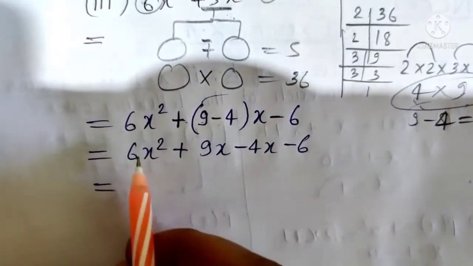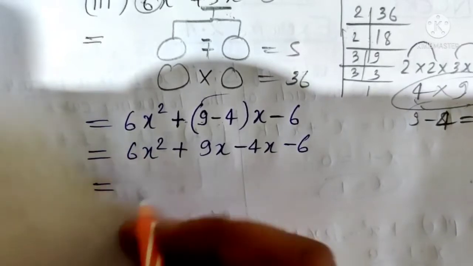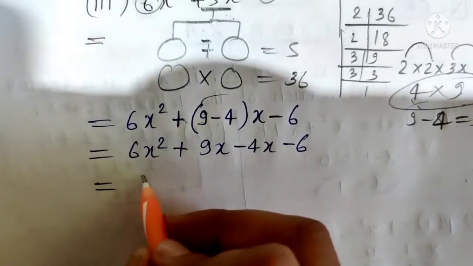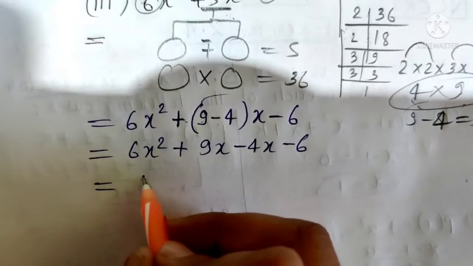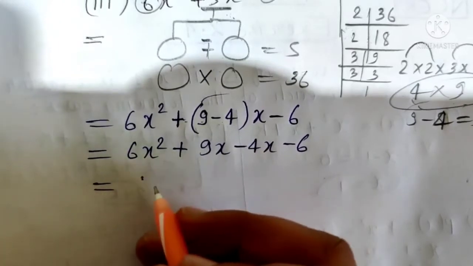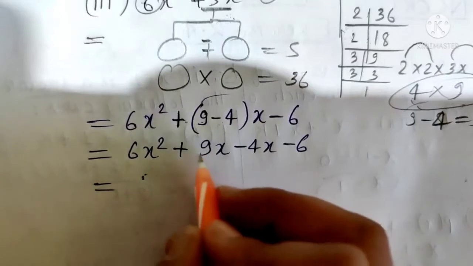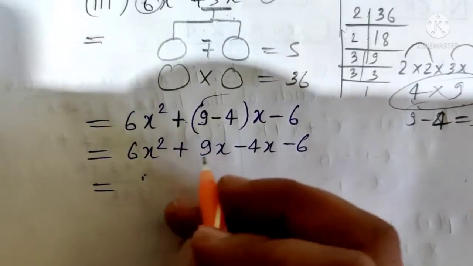Now 6 and 9, is anything common between them? Just check. We can say 3 is common between them. 3 twos are 6 and 3 threes are 9. But from this the answer will not come. Okay, let's check. If we do it in this way with 6 and 6, then also it will not come.